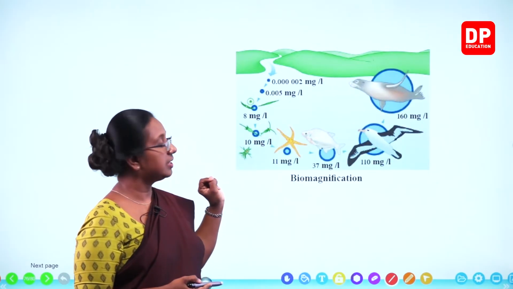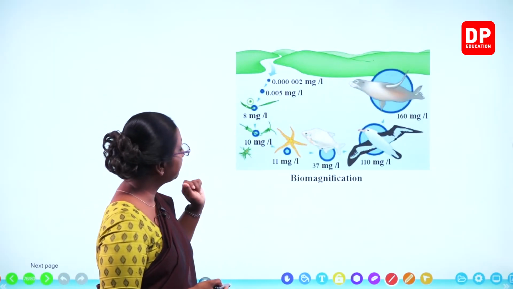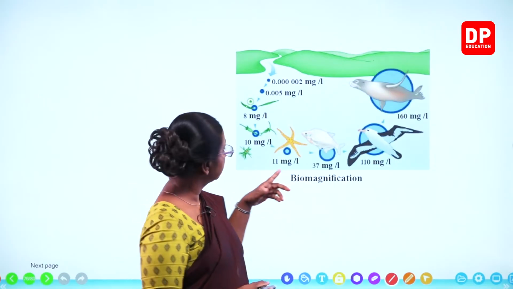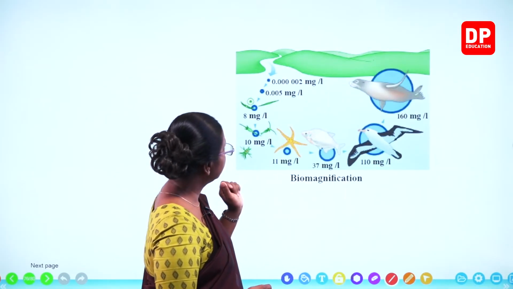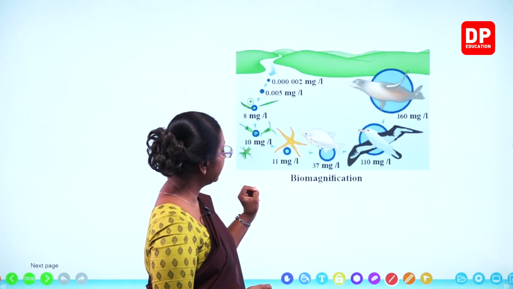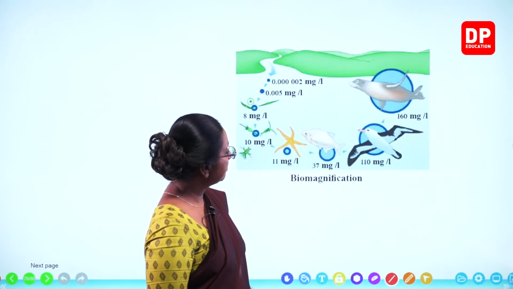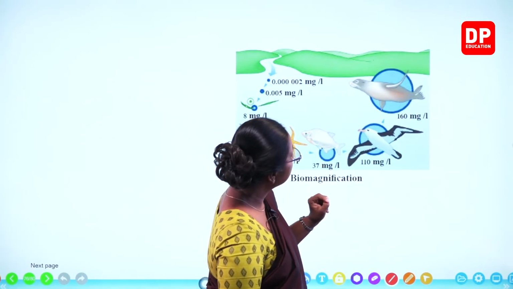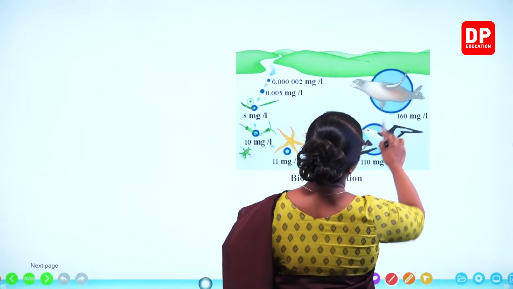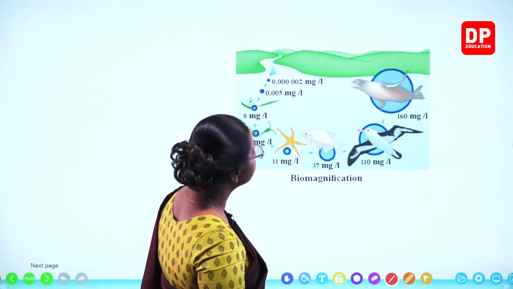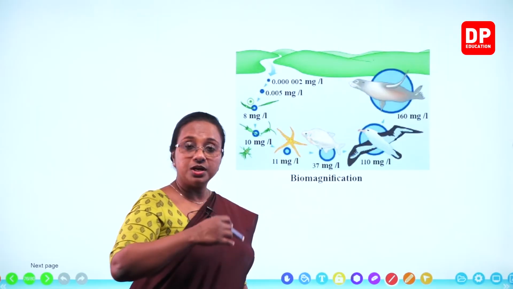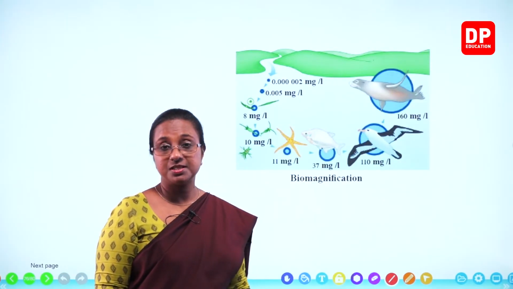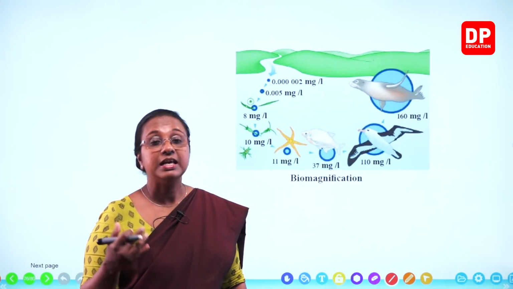Then some of the tiny microorganisms, they can consume that. Then it becomes 10 milligram per liter. Then a starfish. It consumes these planktons, algae. Then here you can see the starfish, there is more, 11 milligram per liter. Then the tiny fish, 37 milligram per liter. Then from there, if a bird consumes that, then you can see that is 110 milligram per liter. At the same time, here you can see in a seal, there is 160 milligram per liter. So, along the food chain, as the trophic level increases, the amount of that toxic chemical substance or the pollutant increases.